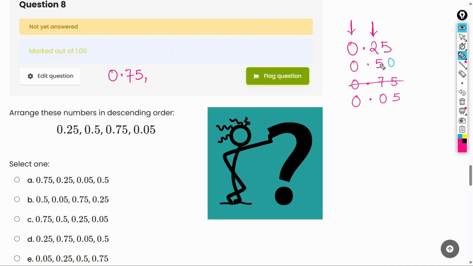After 7, we have 5. So 0.5 comes next. After 5, we have 2. So 0.25 comes next. And then we are left with 0.05. So 0.75, 0.5, 0.25, 0.05. That is right here.